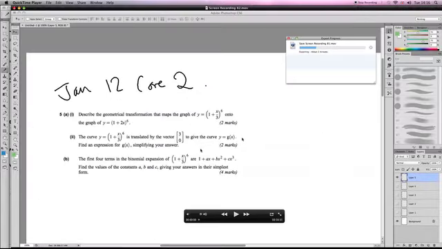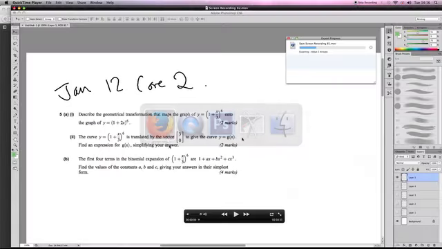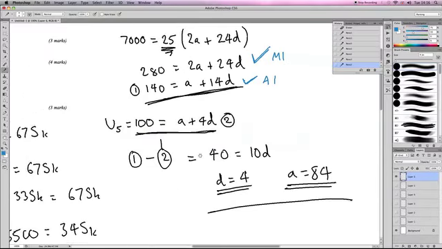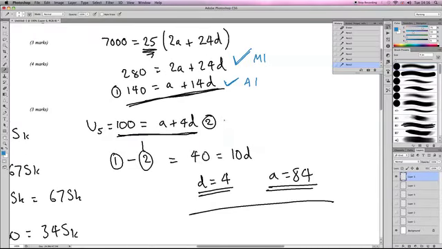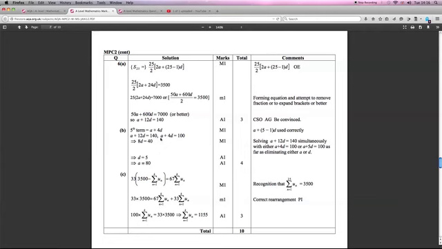Next bit is basically, I hate this math, is to find the fifth term. So fifth term is a plus 4d. A plus 4d. There we are. That gives you one method mark. Next bit is basically doing this here.